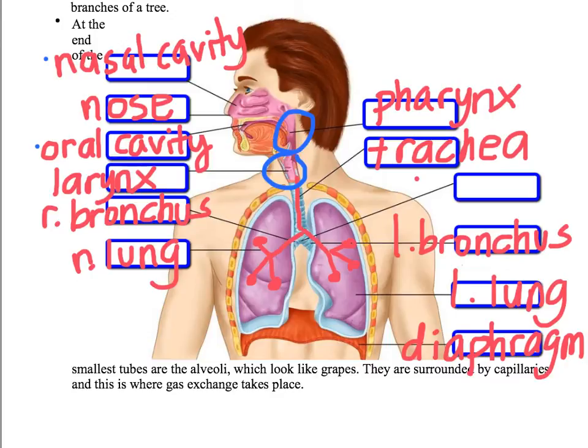So here we have the left bronchus. Don't worry about this, it's also part of the bronchus. I don't know why they added that. Left lung, and the diaphragm, which plays a huge role in the breathing movements. And we're going to talk about that in a little bit.